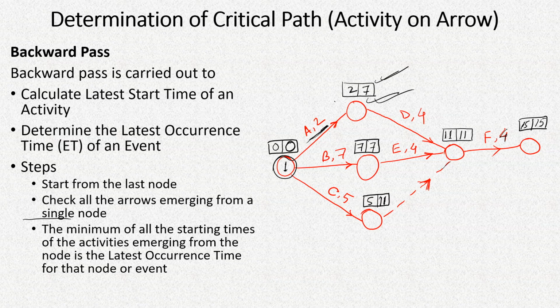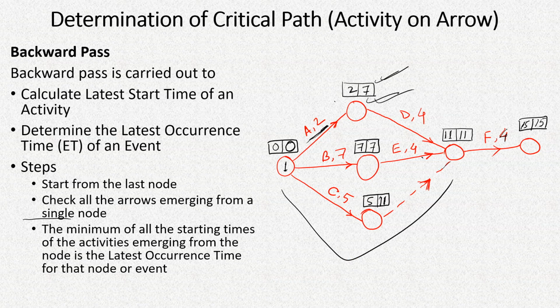Then after that, if we look at this part, we'll see that activity B can be started on day 0 and has to be started on day 0, and it will be completed on the 7th day. Then after that, activity E will start on the 7th day and will be completed on the 11th day.